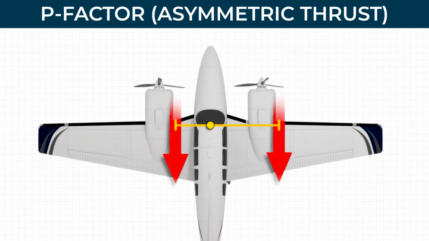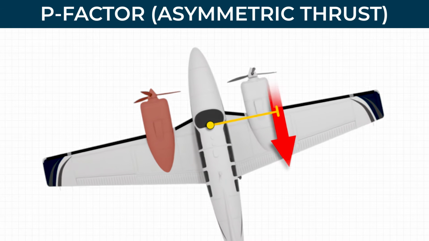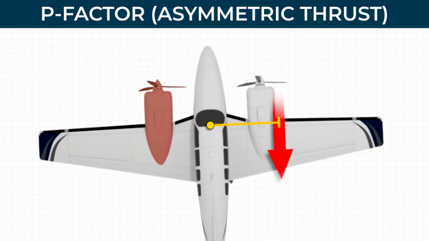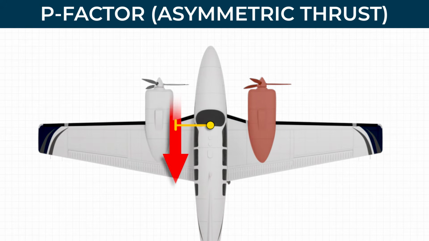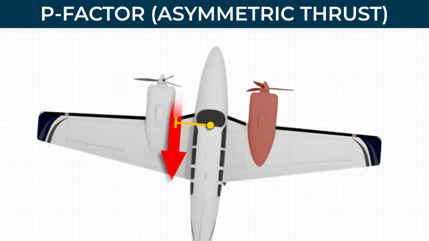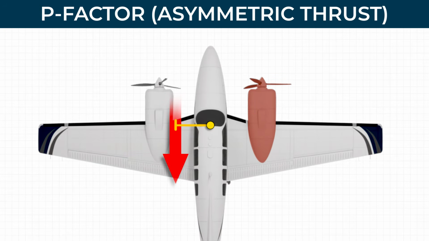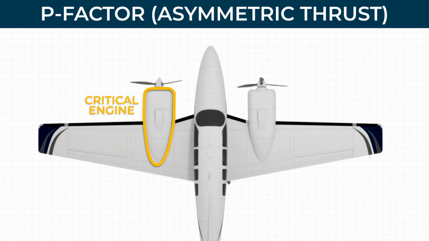So if the left engine fails, there will be more rotational force coming from the right engine, requiring more opposite rudder correction. If the right engine fails, there would be comparatively less rotational force coming from the left engine, requiring comparatively less opposite rudder correction. So between the two, it would be worse if the left engine fails. And that's why the left engine is the critical engine.